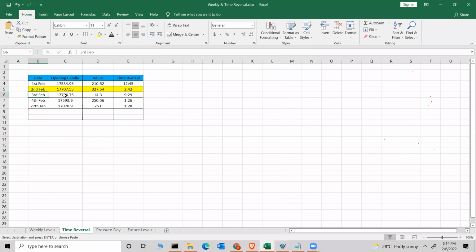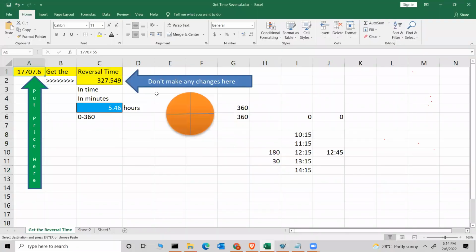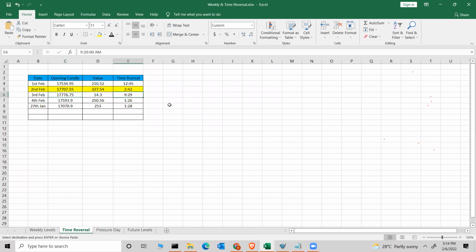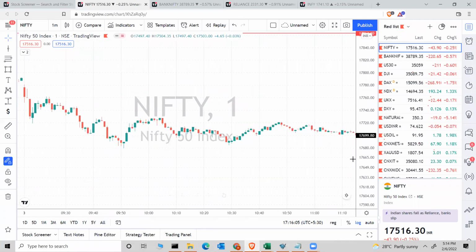Okay, third. The opening value is 17761, the value comes to 14, and the time reversal is 9:27. So let's go back and take this opening value. My reversal time comes at 14 minutes. The market opens at 9:15. From 9:15, add 14 minutes, which gives you 9:29. Let's see what happened on the third. So let me take this off. Let's go to the third.